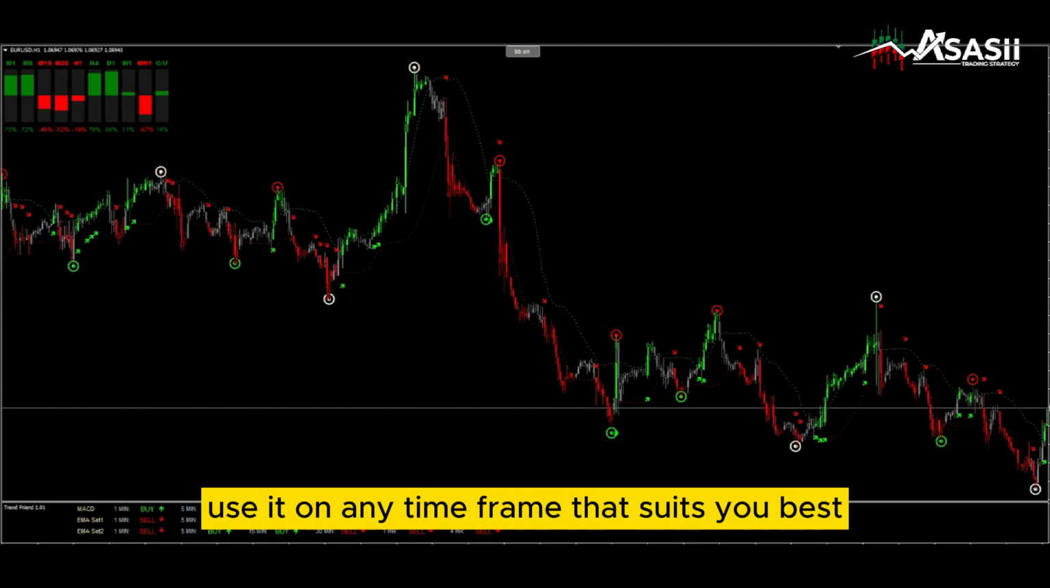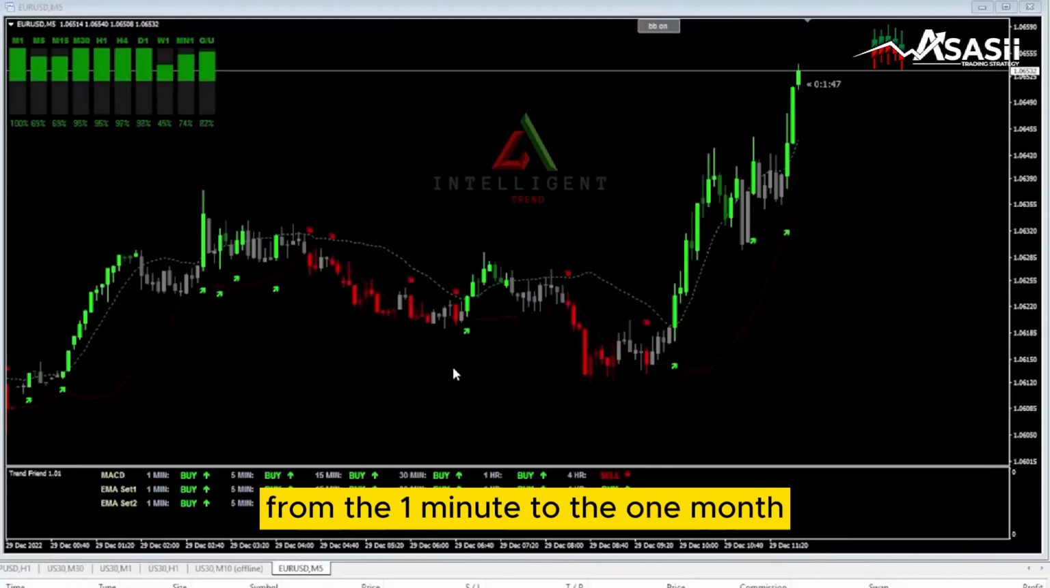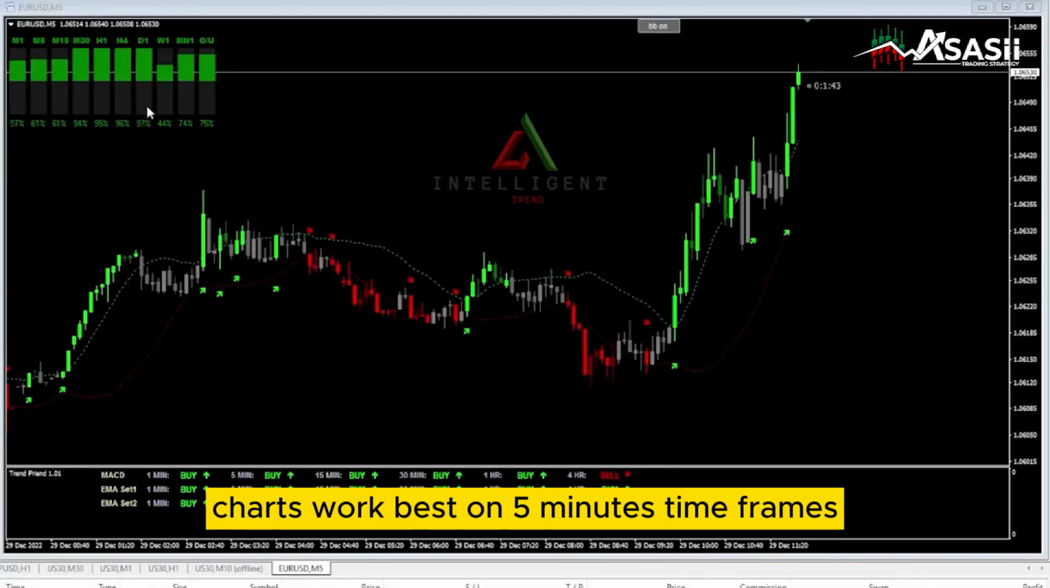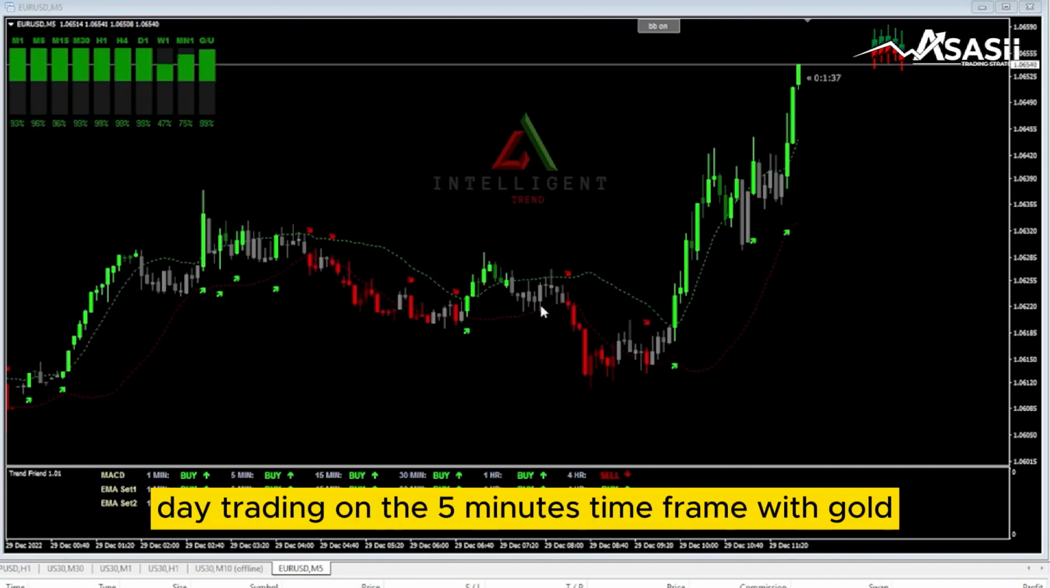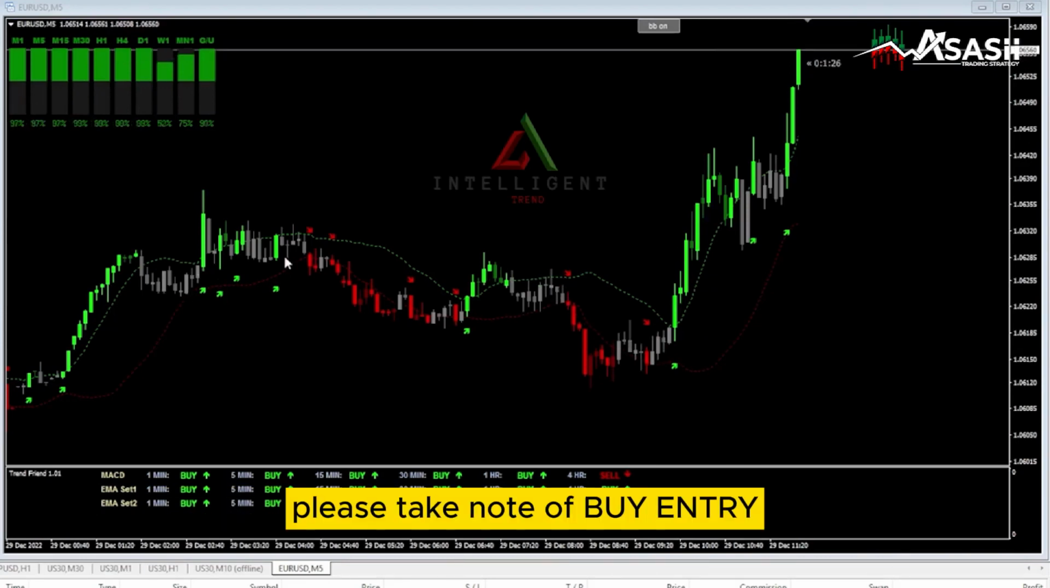You can also use it on any time frame that suits you best, from the 1 minute to the 1 month charts. Works best on 5 minutes time frames. The developer recommends day trading on the 5 minutes time frame with gold. Please take note of buy entry.